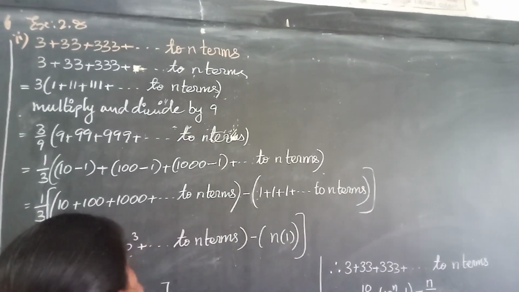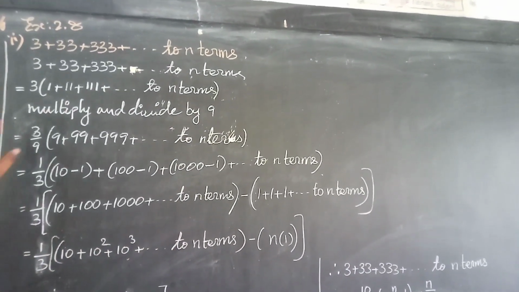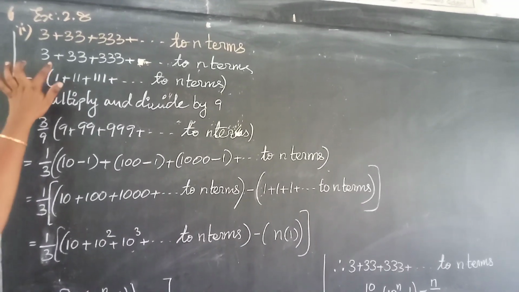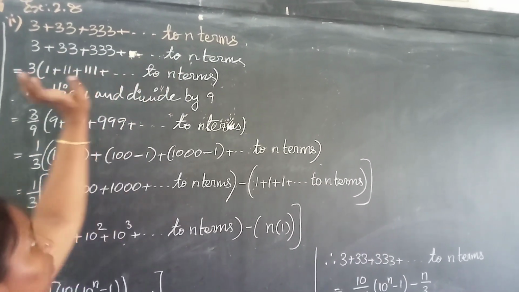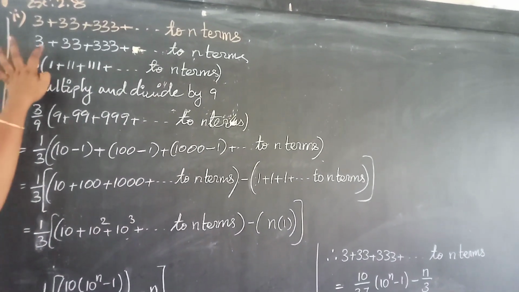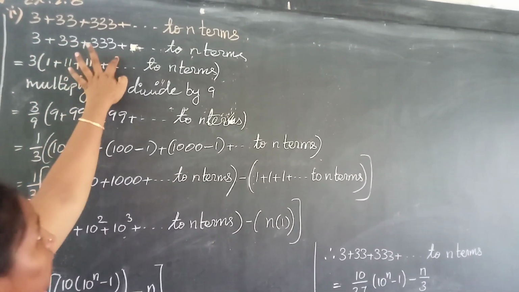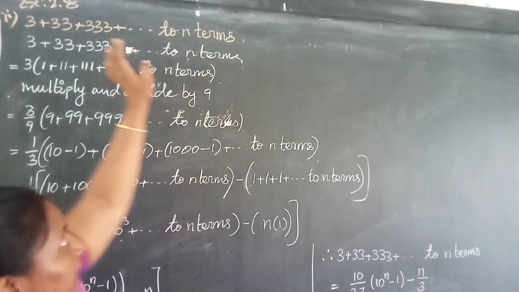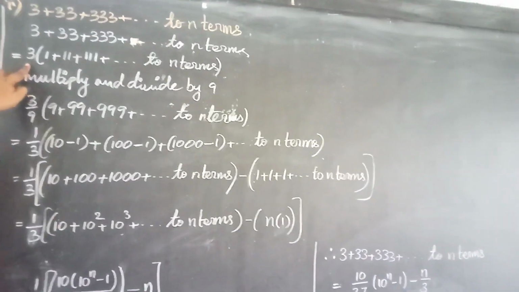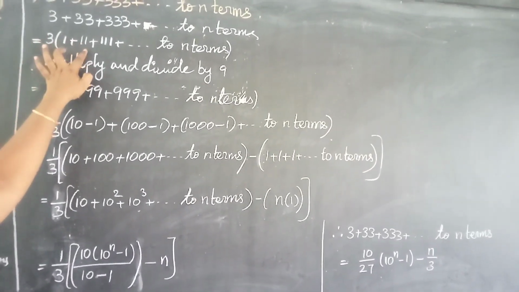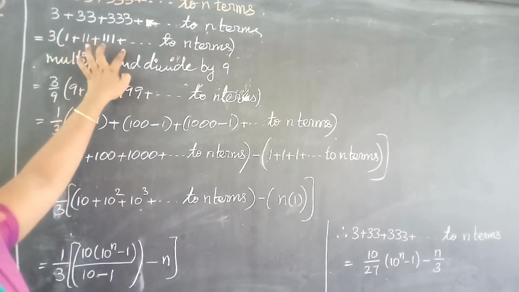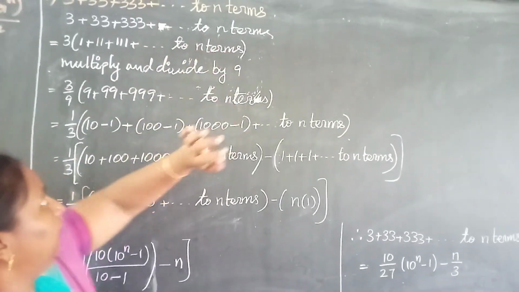Now we are going to see exercise 2.8 sums. 6th Roman, second sum: 3 plus 33 plus 333 plus and so on to n terms. So write the question. First of all, we are going to take 3 as common. If you take 3 common, then you get 1 plus 11 plus 111 plus and so on to n terms.